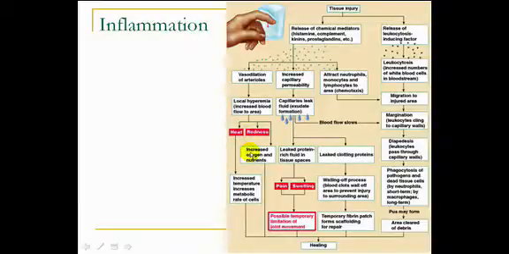So this increases nutrients to the area, and the temperature increases, which increases the metabolic rate of cells. And this is all helping with the healing process. Now, pain and swelling is believed to happen because it temporarily limits the movement of that area, and that's supposed to help with the healing.